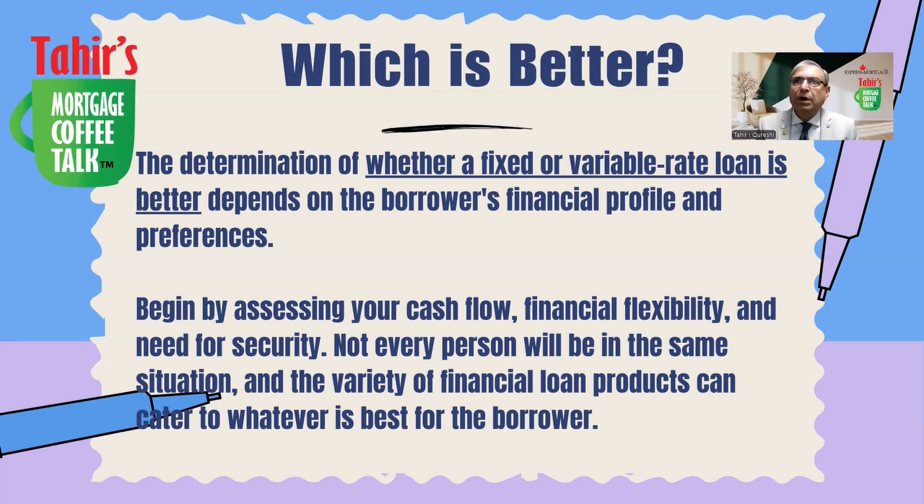So the bank, or lender, will always need the security. Security is your equity in the house. That's the basis for borrowing money against the property. Not every person will be in the same situation. It goes from one person to the other. And the variety of financial loan products can cater to whatever is best for the borrower. So when you come to a broker, we look at all the options we have. We have A lenders, B lenders, private lenders. We will look at every scenario to make sure we are able to secure funds. And obviously, there will be fees that you have to pay depending on what you're doing. This is why we're disclosing this to you.